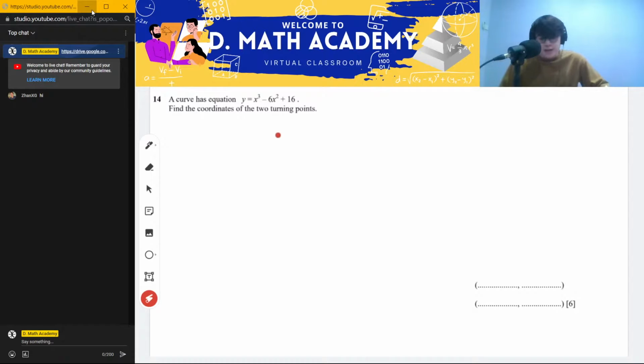Next one, again, identifying turning points. Okay. So they can ask you about gradient function, and then this is the last type. This one came out quite often. So ever since the syllabus changed in 2020, they have been testing you guys on turning points.